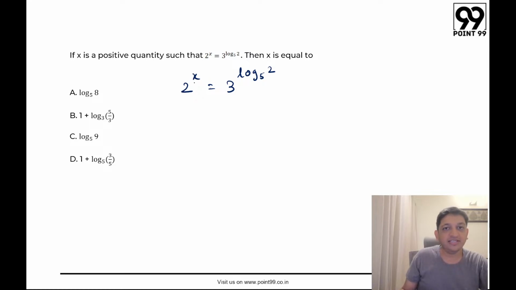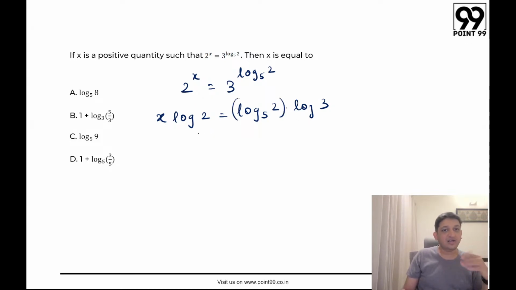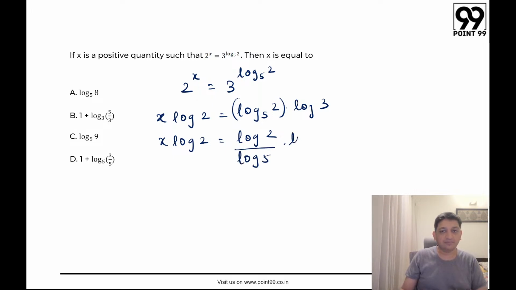Now what we can do in this case, because it is in this form, I can write this as x times log 2 is equal to log 2 to the base 5 times log 3. So I'll just put this in a bracket. Now again, we can change the base and see what happens. X times log 2 is going to be log 2 by log 5 multiplied by log 3. Now log 2 being a positive, non-zero term, you can cancel it out from both sides. You will get x equals log 3 to the base 5, or log 3 upon log 5.